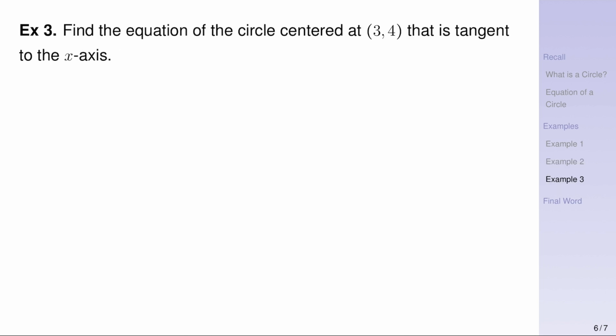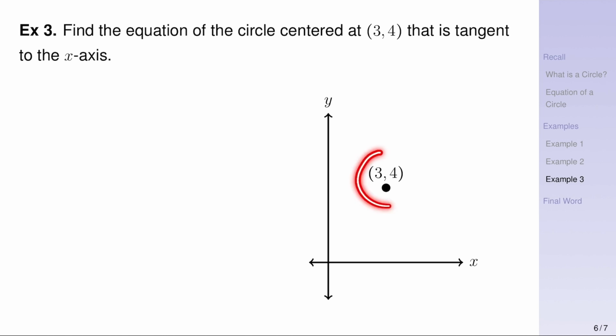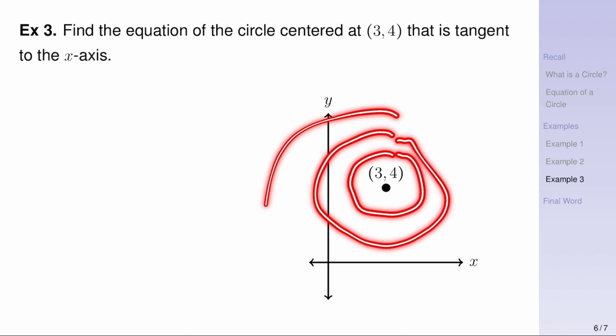So for our third example, our goal is to find the equation of the circle, which is centered at 3, 4, and that is tangent to the x-axis. This one is kind of hard to solve without drawing a figure, so let's do that one. First we have here the coordinate system and the point 3, 4. Given that this one is the center, we can form a circle like this, like this, like this.